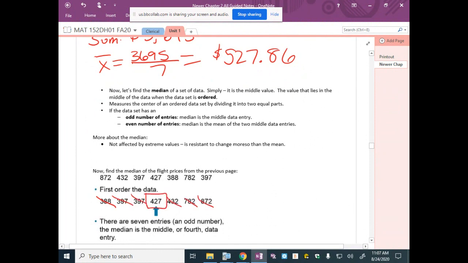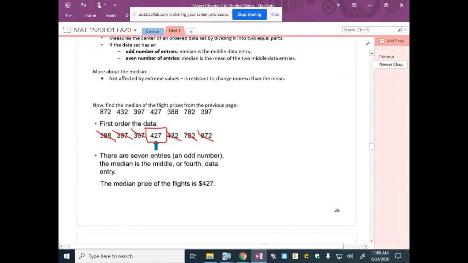Median is middle. But what if there were an even number of entries? Well, we would have 2 in the middle. Basically, you would just have to take the average or the mean of those 2. Now, that's also going to take us into quartiles in a few minutes. But we're going to let the calculator do the heavy lifting for us in that case. So, the median price of the flights is $427.